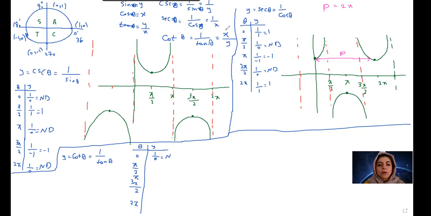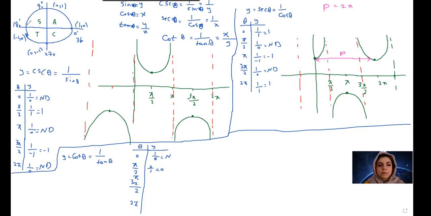Again, this is the x over y component for cotan. The x component is 0, the y component is 1. So x over y is 0 over 1, which is 0. Now tell me for pi.